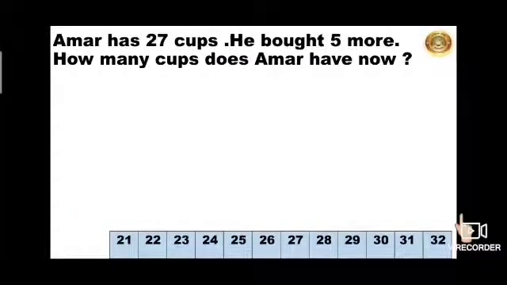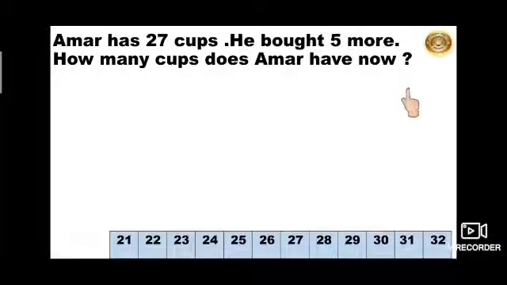Children, now we will take one more example to understand with the help of number line. Again, first we have to read the question properly. Amar has 27 cups. He bought 5 more. How many cups does Amar have now?